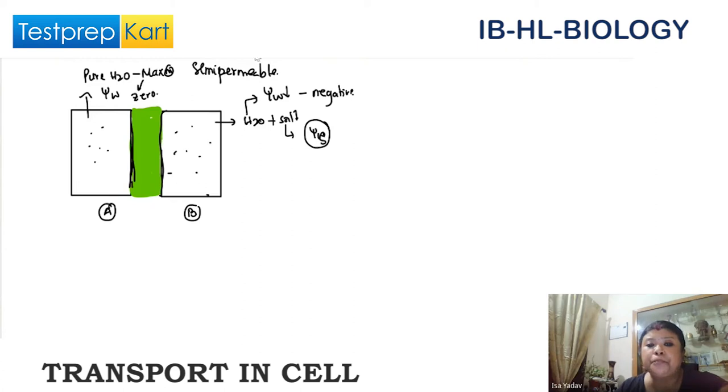Now, in this system, we not only have the water, but we also have the solute. So pure water is less. According to the rule, water molecules will move from a region of higher concentration to a region of lower concentration through a semi-permeable membrane, till this reaches equilibrium, or till this becomes constant. Because here in this B, the water molecule is less, so the water potential is also less, because we have salt. Here the water molecule is more. So water molecules will move from a region of higher concentration to a region of lower concentration.